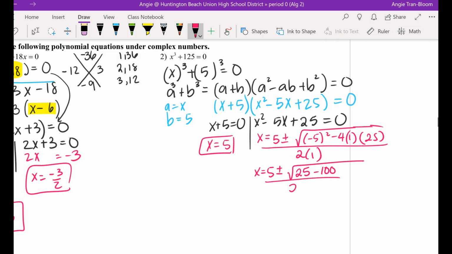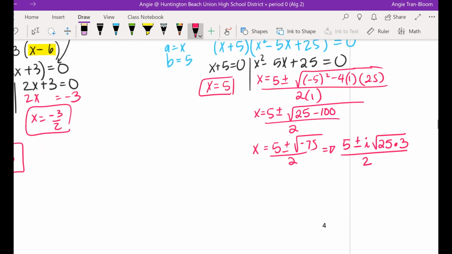As you can see, there's a negative under the radical, meaning that you will have imaginary answers, okay? x equals 5 plus or minus the square root of negative 75 all over 2. Remember, I can pull out an i with the 75. So if you see a negative square root, make sure that's taken out. So that's an i taken out. The square root of 75, I'm sorry, is 25 times 3.